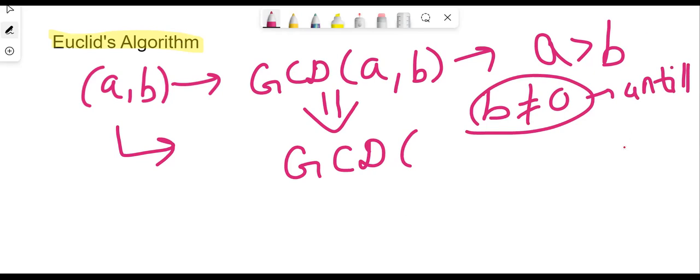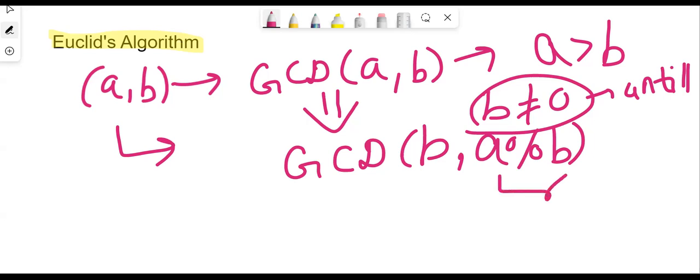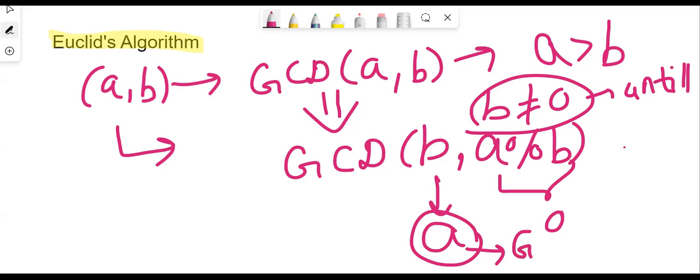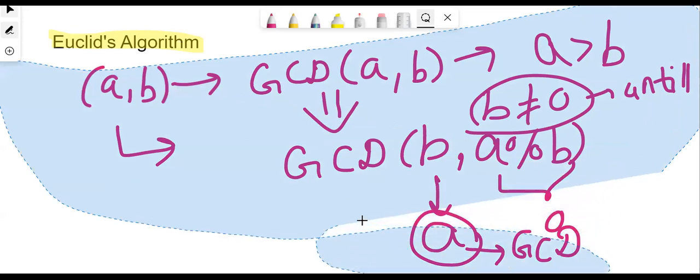So what will we do? The GCD for a comma b will be GCD of b comma a modulus b, right? And when this b part becomes 0, then this a is going to be the GCD for those particular numbers, right? Now let me give you an example. How is this happening? How is this possible?